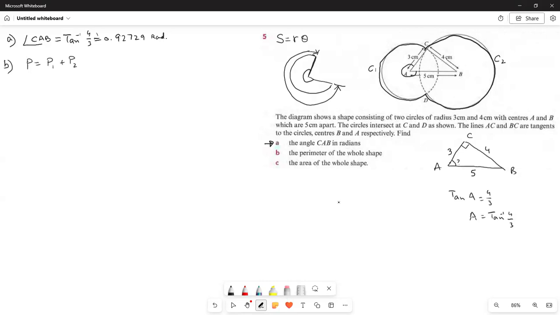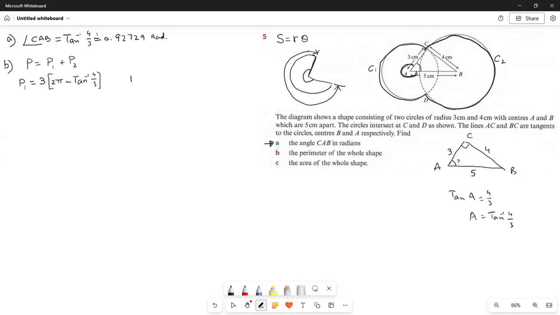So now you can see that P1 is going to be 3 times the angle. Now the angle is 2 pi minus tangent inverse 4 by 3. Does it make sense or no? Because tangent inverse 4 by 3 is this angle, right? So the rest of the angle from here to here is 2 pi minus tangent inverse 4 by 3. And we just need to multiply with 3 to get P1, the perimeter of the one.